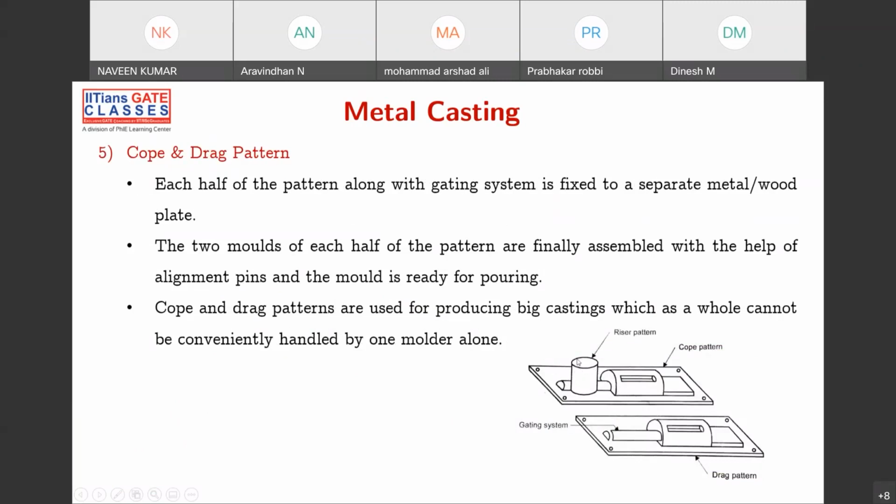So see, in the cope box you have the riser pattern here. This is your cope pattern, and these are all gating elements. Actually, this is your object. I'll underline this. So this is your actual object. And this is your riser, this is your in gate, all these things are there. So please remember, in cope and drag box patterns, we are trying to incorporate the riser and gating elements into the pattern itself. That is why it is called cope and drag patterns.